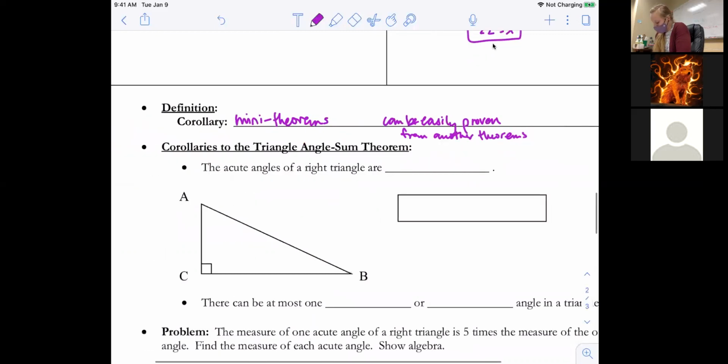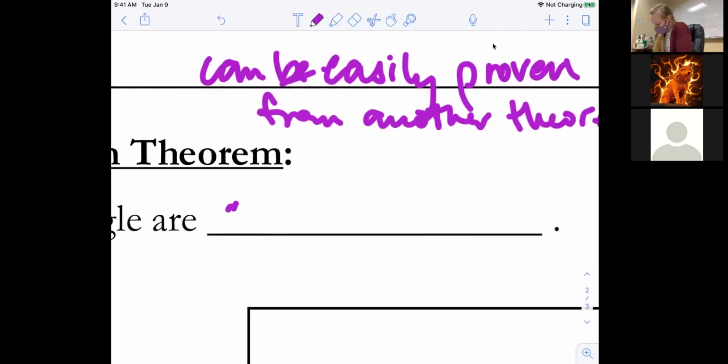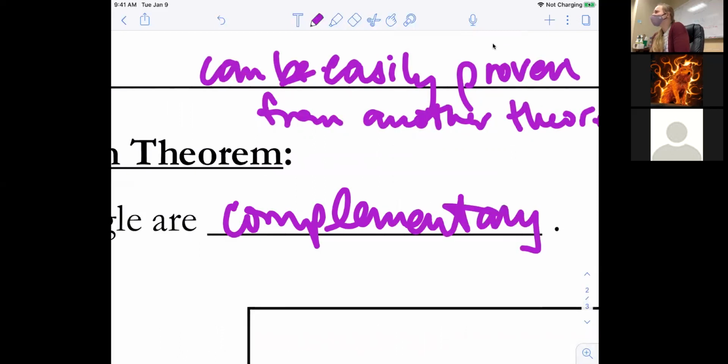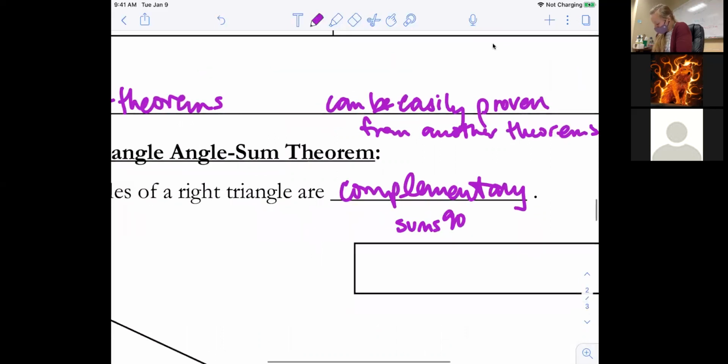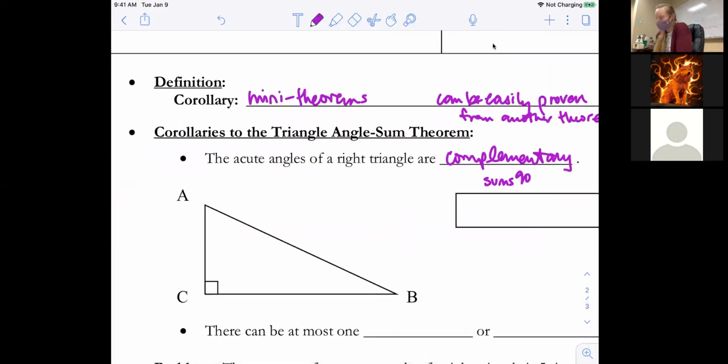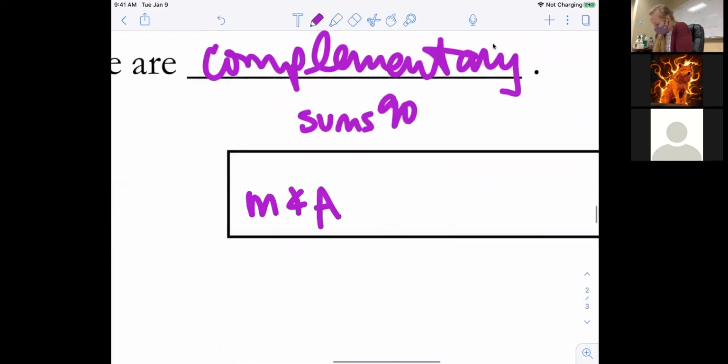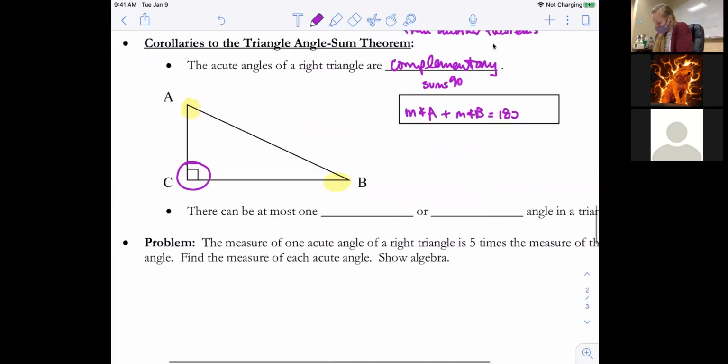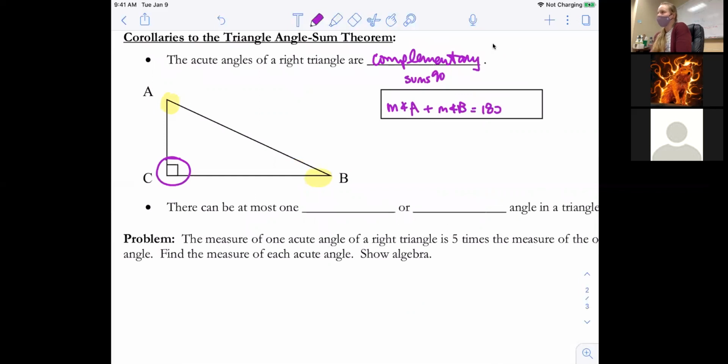The first one says the acute angles of a right triangle are, in this case, complementary. What does complementary mean again? 90, good. They add to 90, sum to 90. Awesome. So if it's a right triangle, one of the angles is already 90, which means that the other two together make 90. So that means that they're complementary. If I were to write a math statement, I'd say measure of angle A plus measure of angle B equals 90. All right.